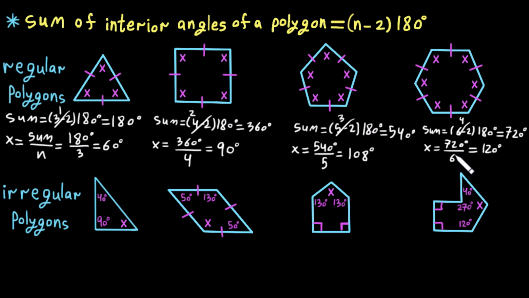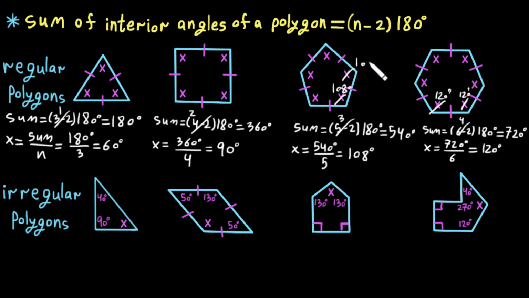Of course, here you can use long division or a calculator to find it, but this way I think it's easier to think of 720 like 600 plus 120 degrees, each one divided by 6, and you will get this answer. So every angle here is 120 degrees, and the sum of the interior angles is 720 degrees. So all of these are 120 degrees, and the same here in this pentagon. Each angle here is 108 degrees.